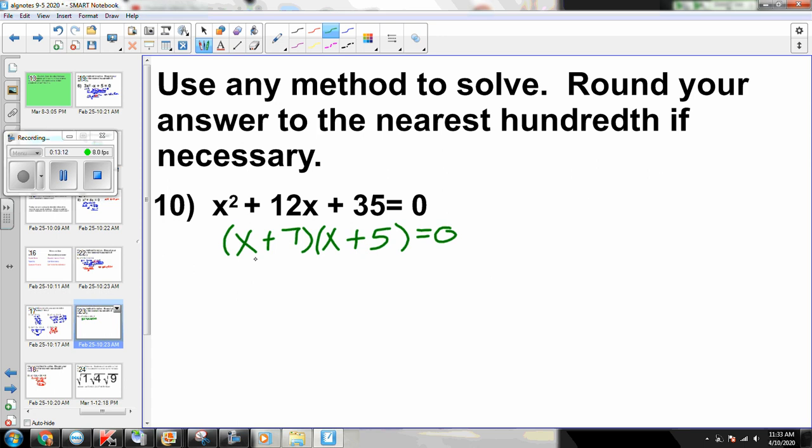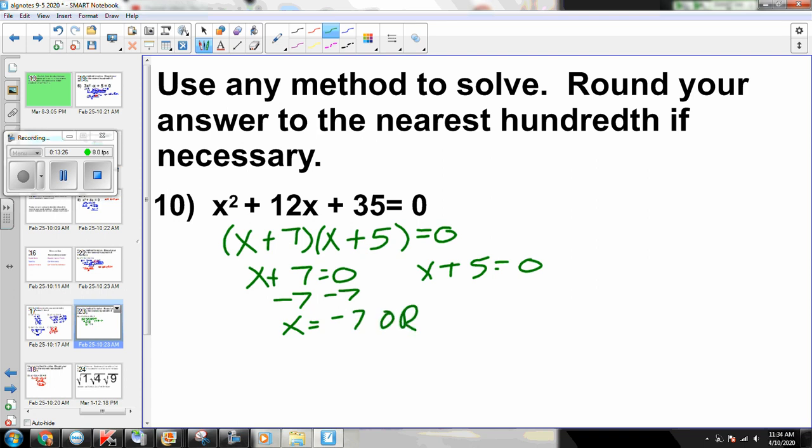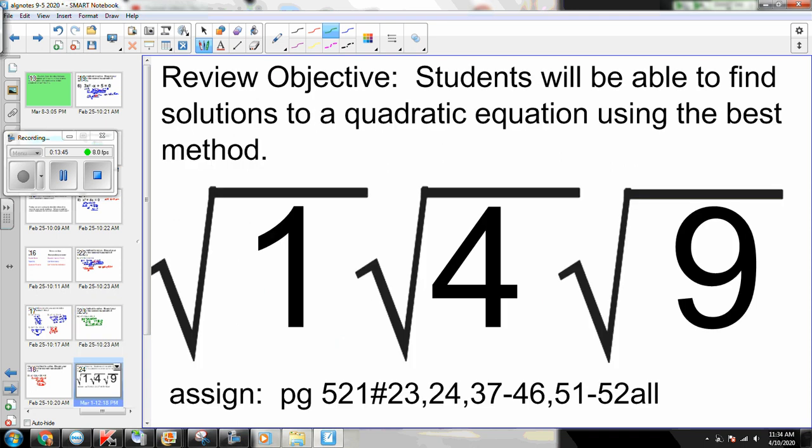So I could just factor and then set x plus 7 equal to 0 and x plus 5 equal to 0. If I solve this equation for x by taking away 7, I get x equals negative 7. If I solve the second equation, I would take away 5, and I would get x equals negative 5. So my solution is x equals negative 7 or x equals negative 5. If I use the quadratic formula, I would get the same solution. So hopefully you're feeling good about our objective today to solve the quadratic equation by using the best method.